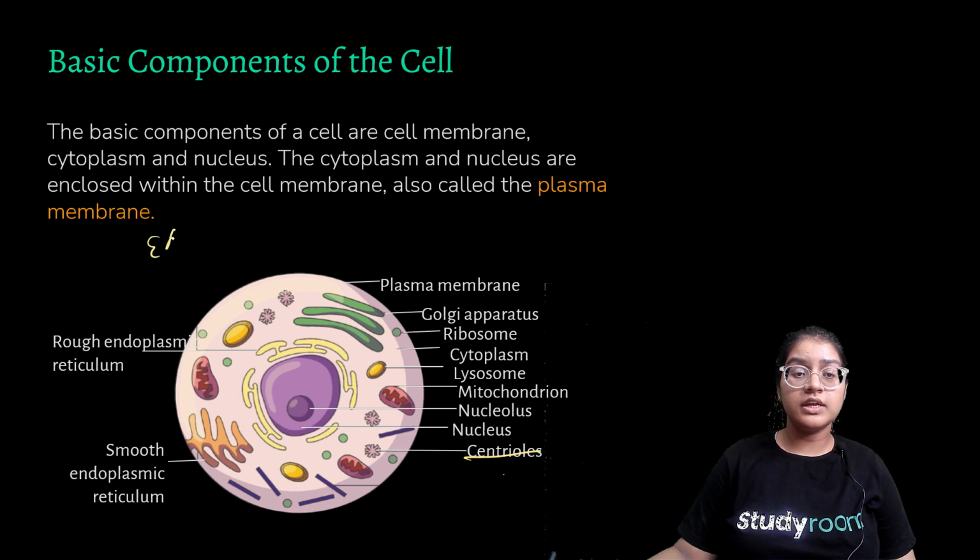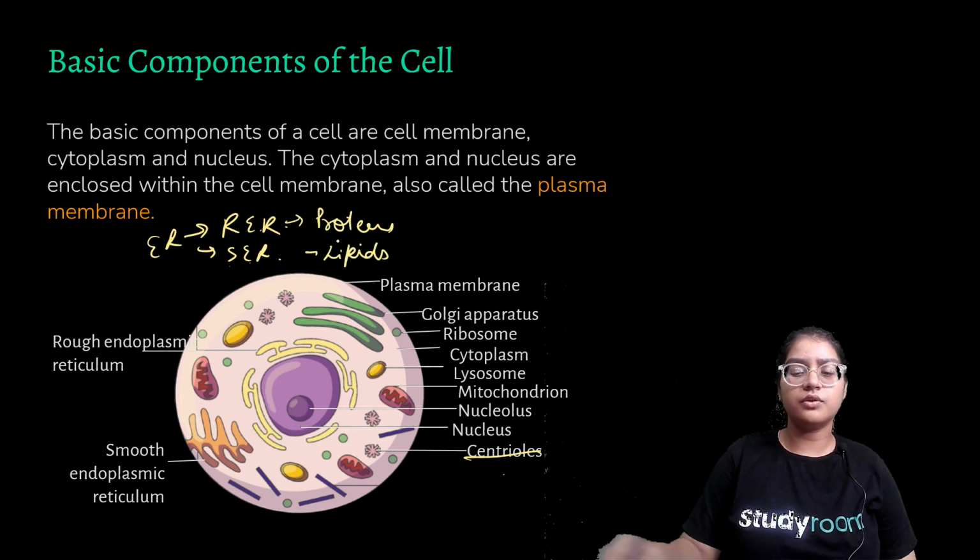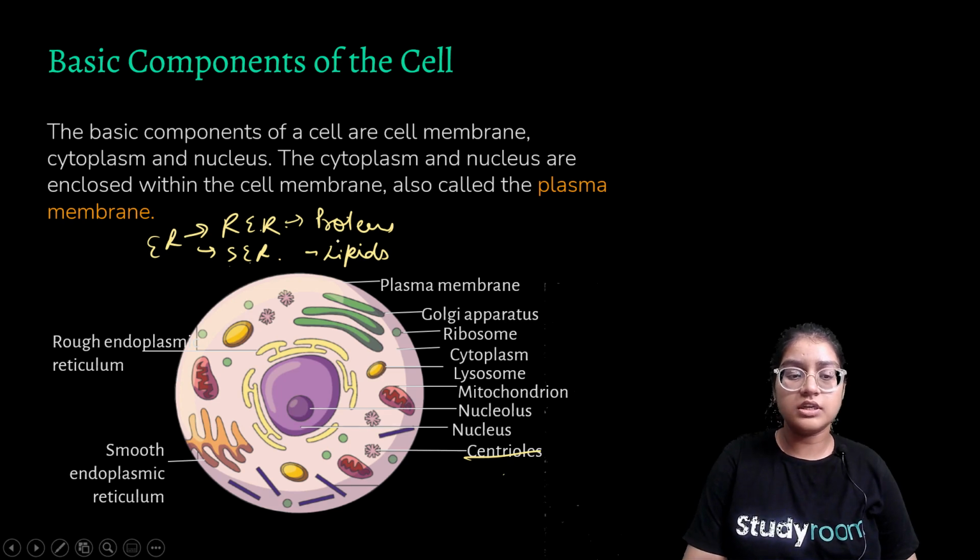ER is endoplasmic reticulum. We have RER. We have SER. SER is smooth endoplasmic reticulum. RER is rough endoplasmic reticulum. This synthesizes proteins and this synthesizes lipids. So different roles and different cell organelles for every certain role.